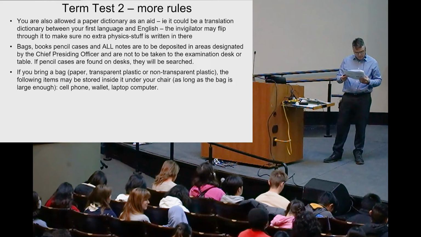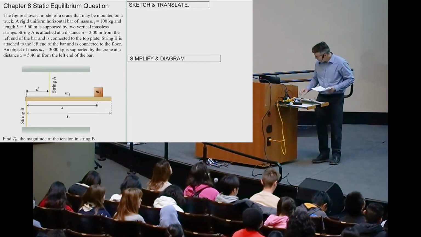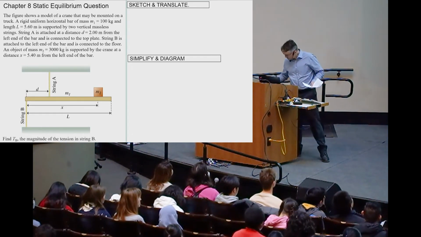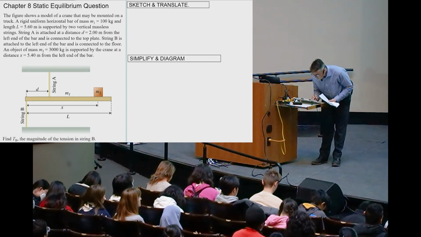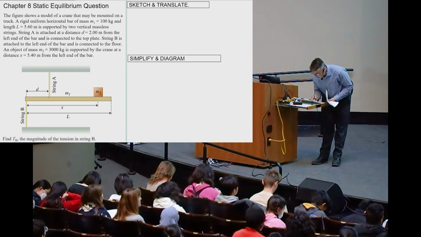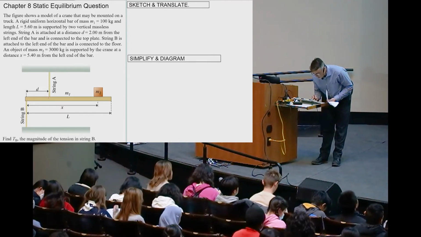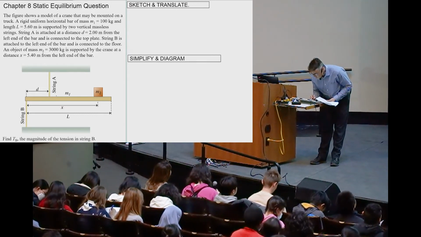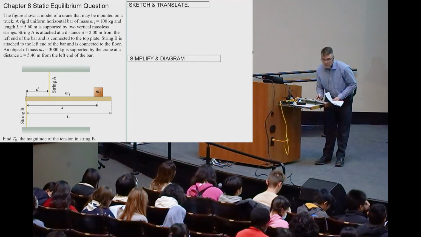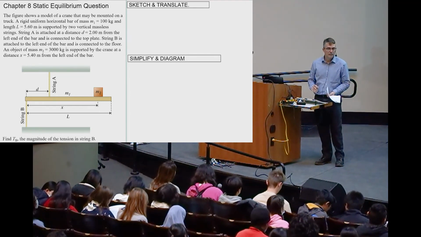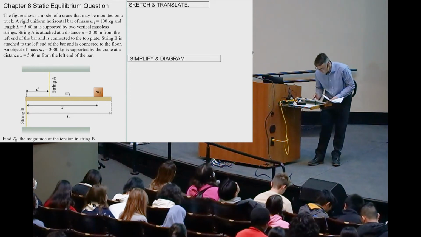Because people have been asking me about this Mastering Physics question on static equilibrium. Have some time? Yeah, I do. So let's do this a little carefully. The figure shows a model of a crane that may be mounted on a truck. A uniform rigid horizontal bar of mass M1 is 100 kilograms and length 5.6. Now you may have got different numbers on your MyLab and Mastering, just because these are sometimes random.